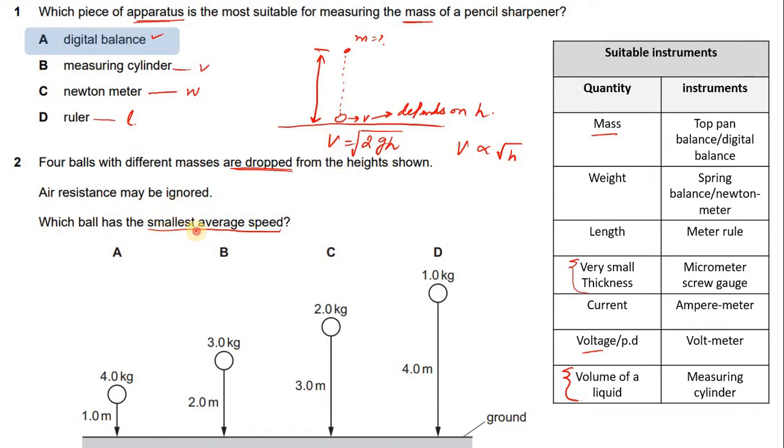You need to find the smallest velocity. So the smallest velocity will be of the object which is dropped from the smallest height, which is 1 meter. So this is the object which has the smallest average speed or velocity. Option is A. And the highest velocity will be of object D, if they ask you which one is the highest velocity.